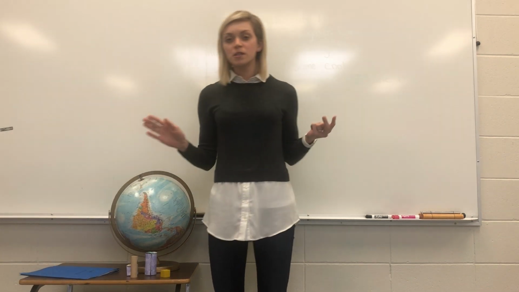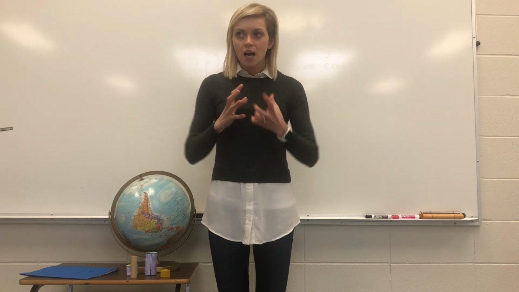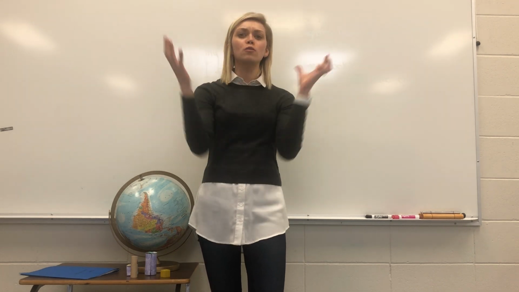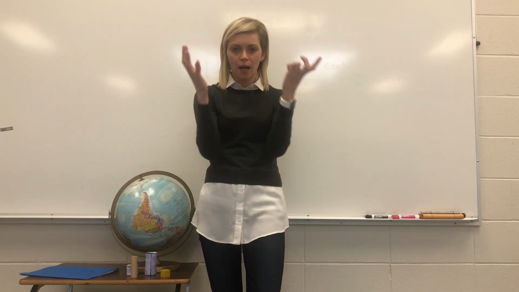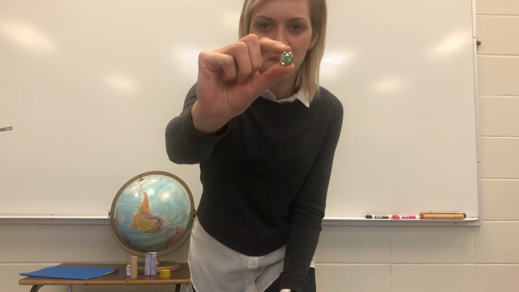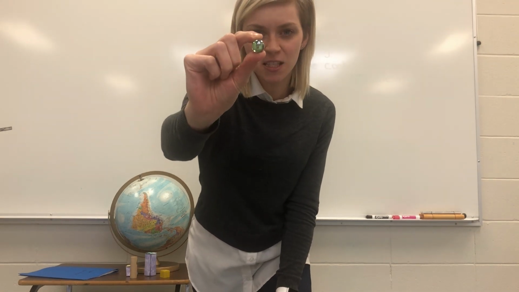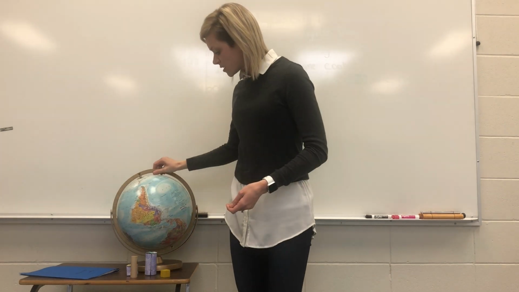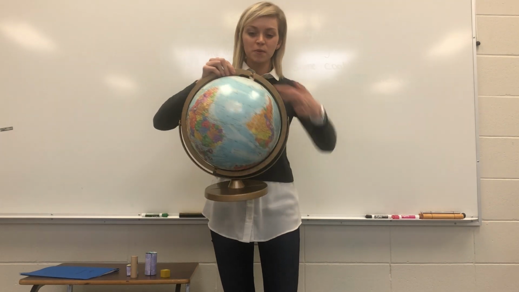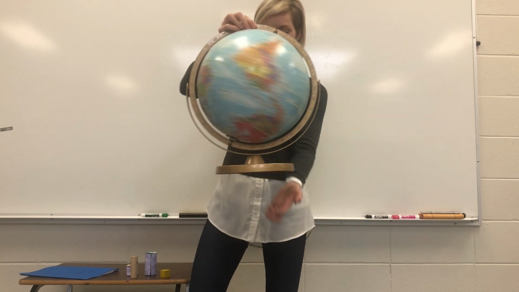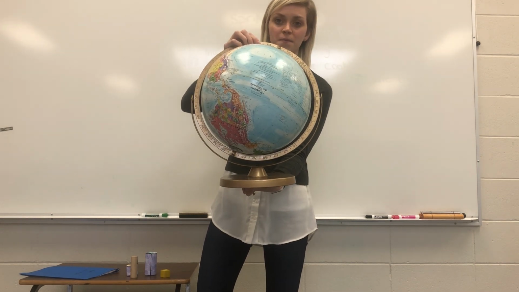The next shape we're going to learn about is a sphere. A sphere is like a circle, but it's all around. It's the 3D version of a circle. For example, my marble. My marble is a sphere. Another example is this globe. This globe is a sphere. A huge, ginormous sphere showing the world.